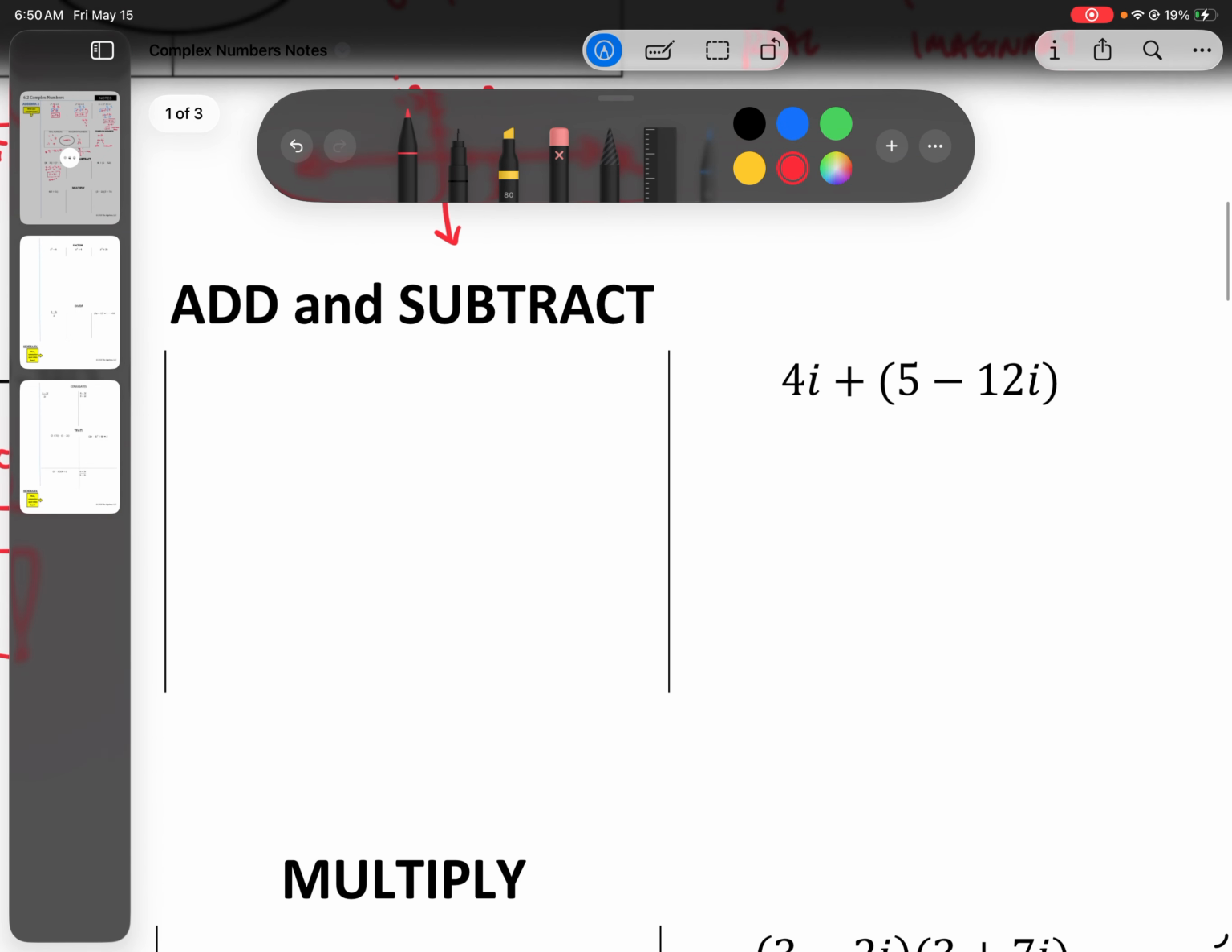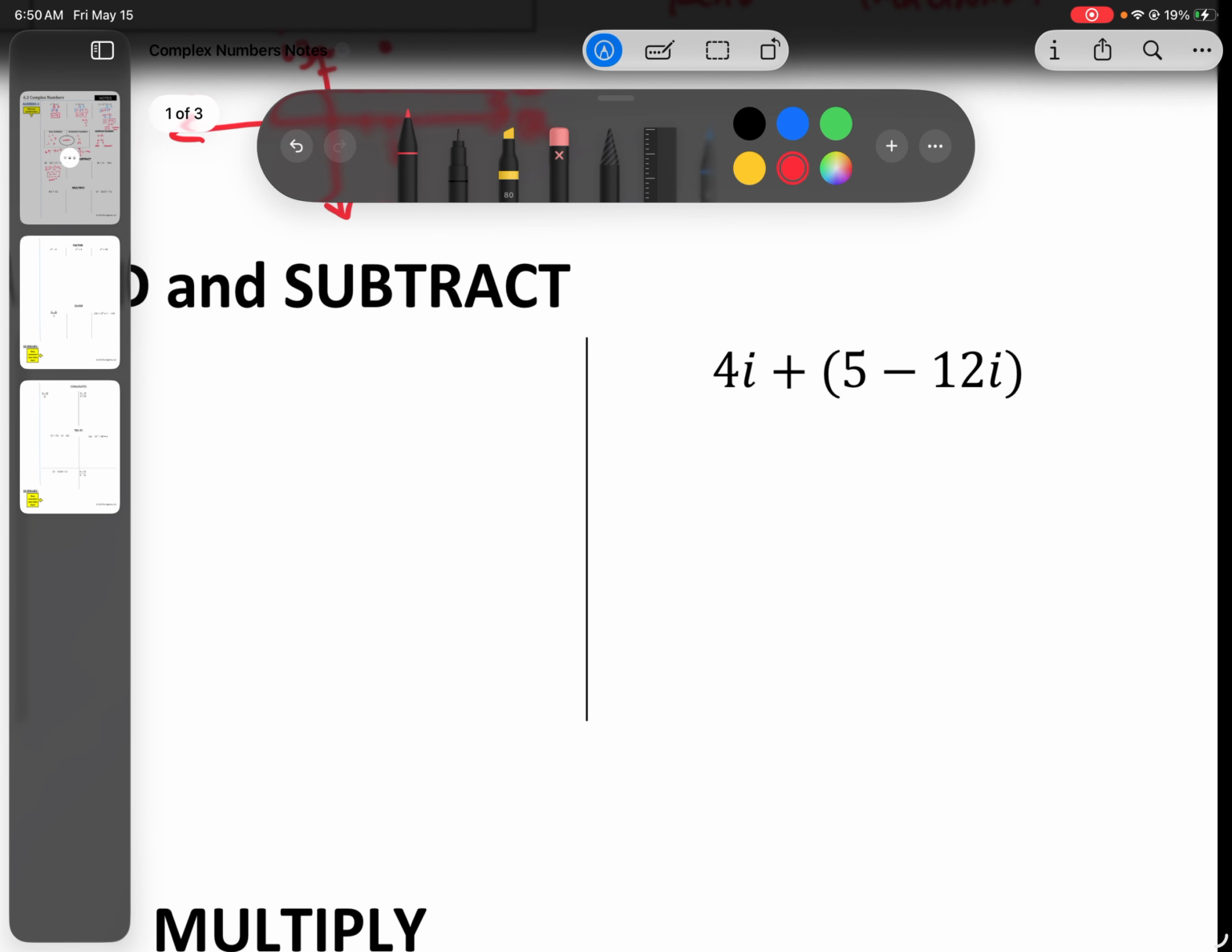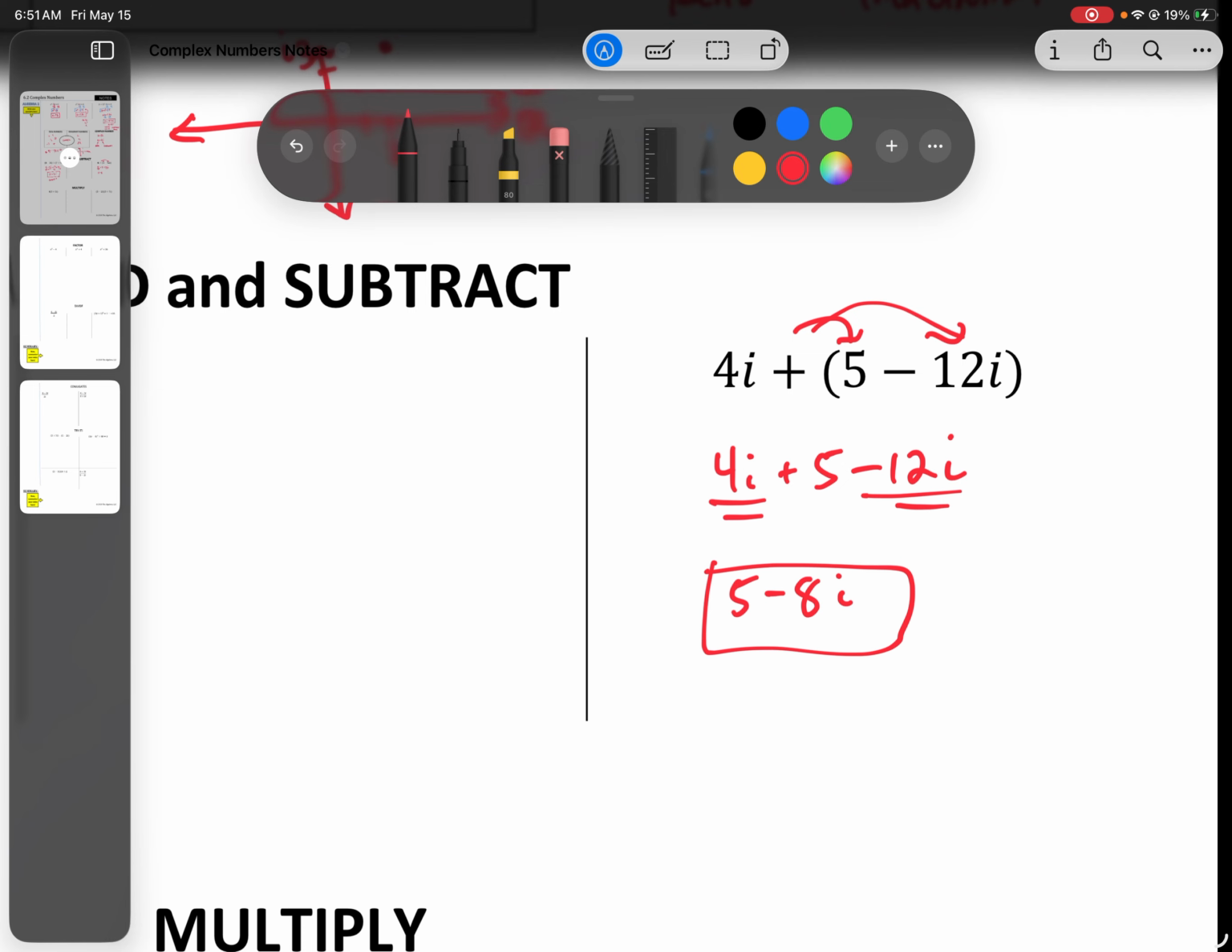All right, let's do this one. 4 plus 5 minus 12i, so 4i. So I'm going to do 4i plus, I'm going to distribute that positive 1, so it just becomes this. I'm multiplying by 1, which doesn't change anything. Now I can add these imaginary parts together. The real part is 5, and then 4i minus 12i is negative 8i.